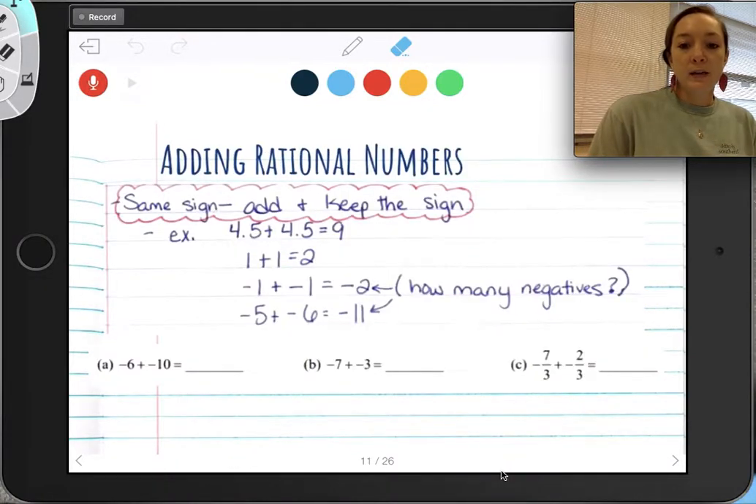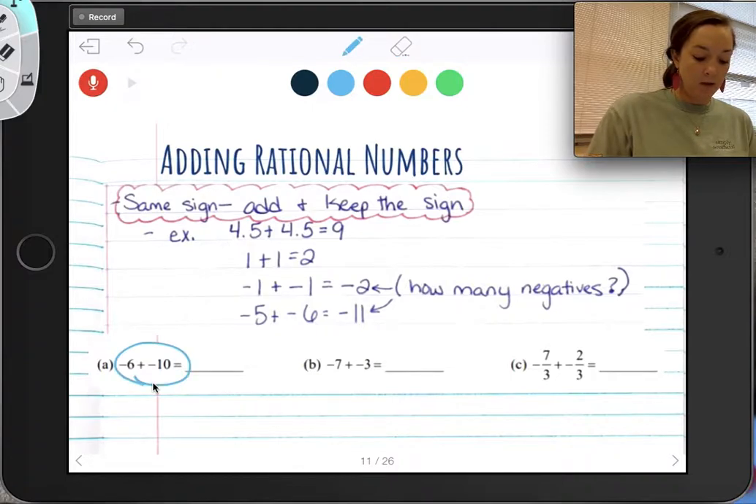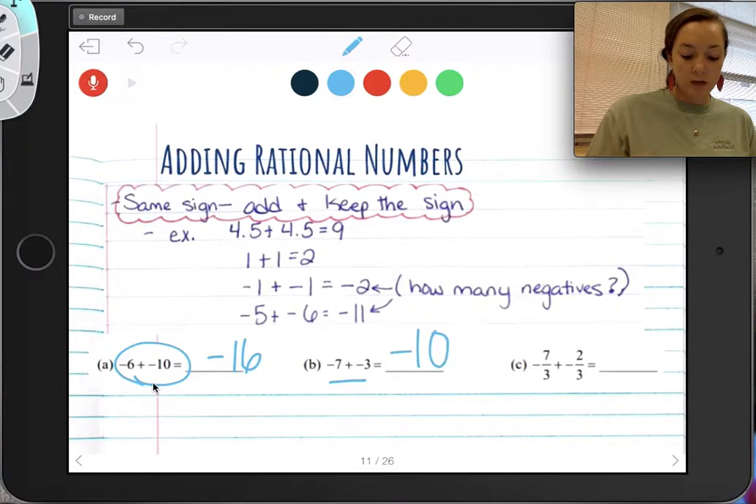If we are adding rational numbers and we have the same sign, we're going to add the numbers and keep the sign. So remember when we had two positive numbers, 2 plus 5. If we have two negative numbers, so for example, -6 plus -10, that's how many total negative numbers do I have? I have -16. And then same thing here, I would add the numbers, I'd get 10, keep the negative.